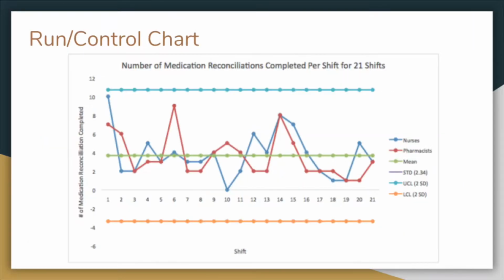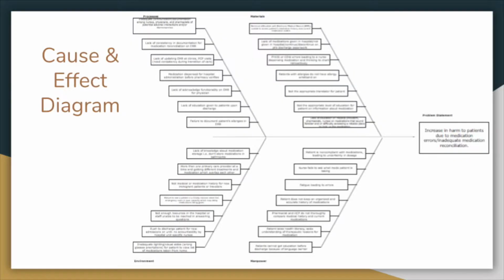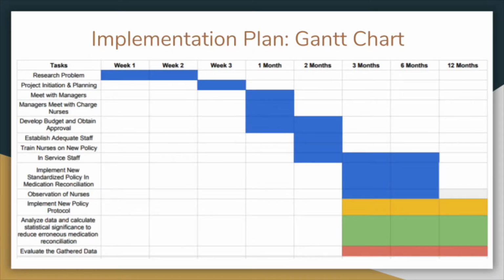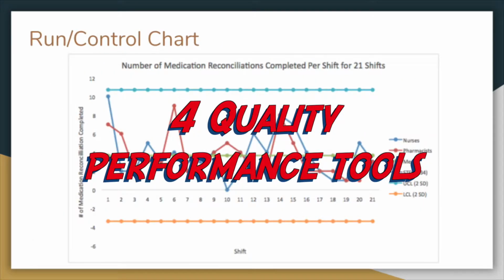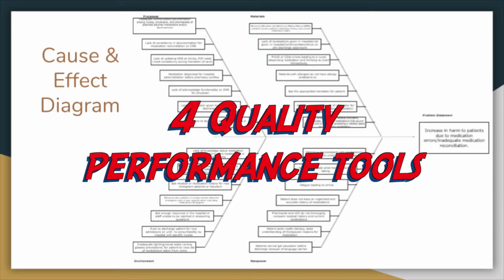An analysis of the process of medication reconciliation was performed using 4 quality performance tools. These included the medication reconciliation flowchart, run control diagram, fishbone cause and effect diagram, and the Gantt chart. Using these 4 tools provided a diverse approach of analysis that paved the foundations for this change project geared towards improving the process of medication reconciliation.